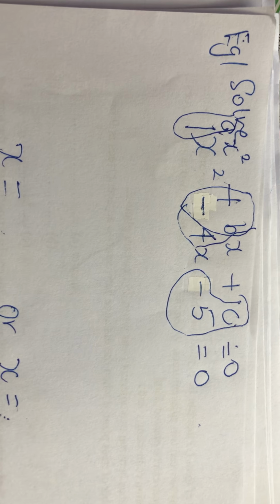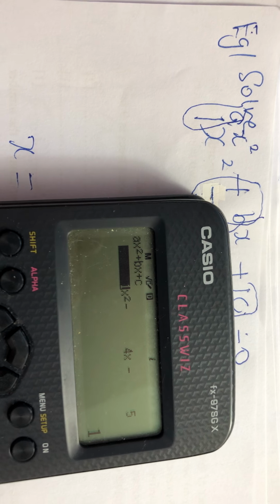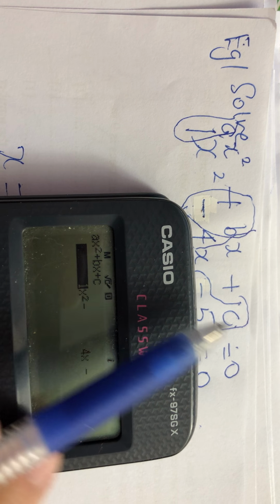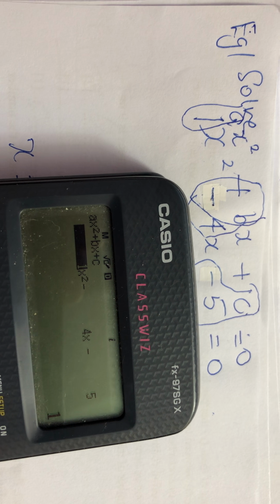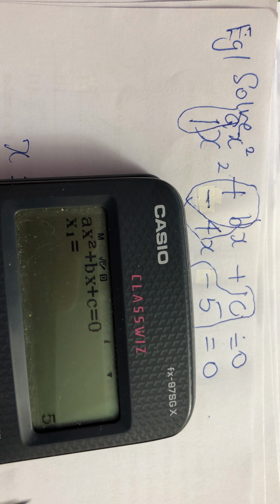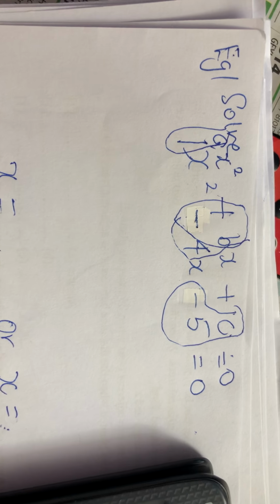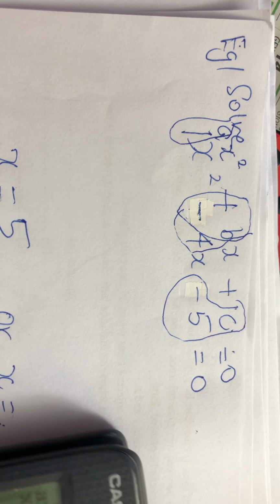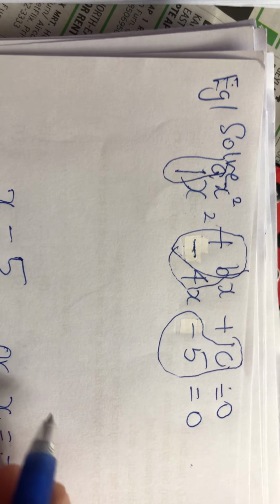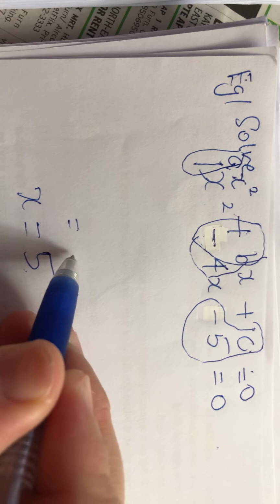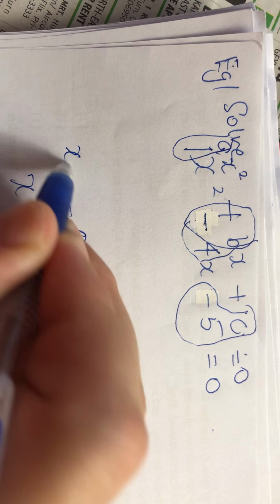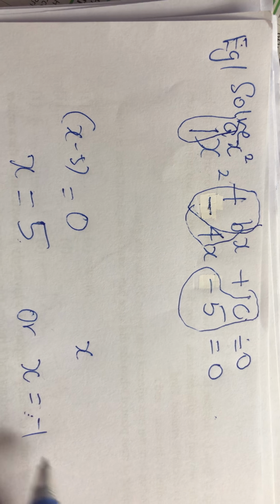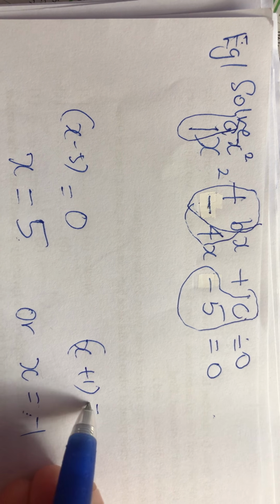Okay? And we're familiar with using the calculator to work backwards for this kind of question. So all you need to do is to press 1, minus 4, and minus 5 into your calculator. The calculator will then tell you that one of the answers is 5, and the other answer is minus 1. Now, working backwards, we need to make the right hand side equal to 0, so it's x minus 5 equals 0. And for this other equation, it will be x plus 1 equals 0.